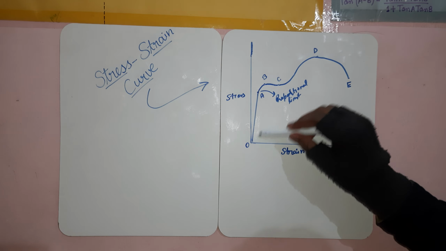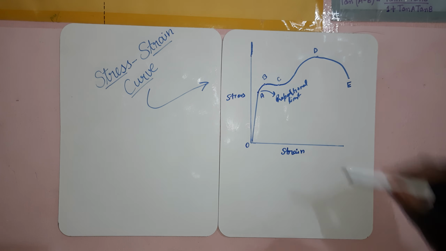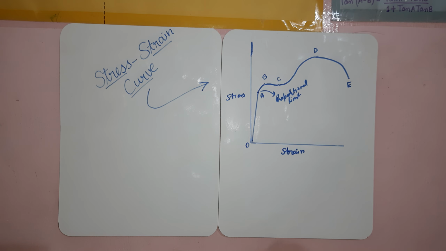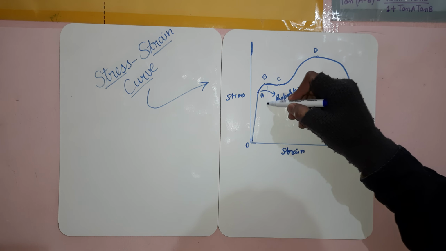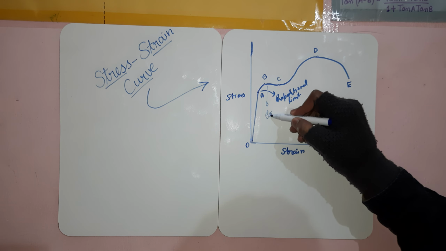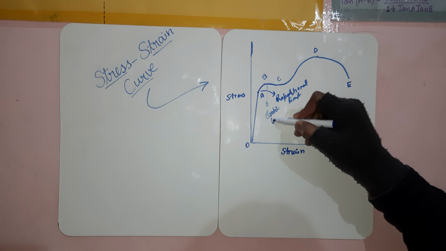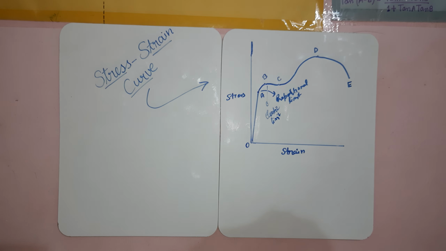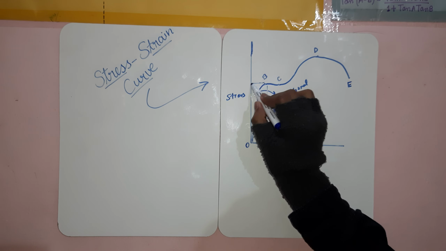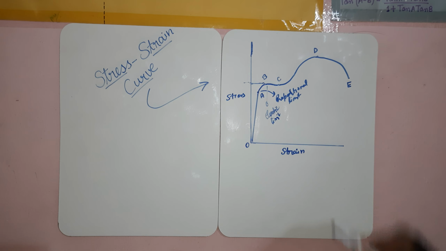This portion O to B of the graph is called the elastic region, and the point B is called the elastic limit or yield point. The stress corresponding to B is called the yield strength.